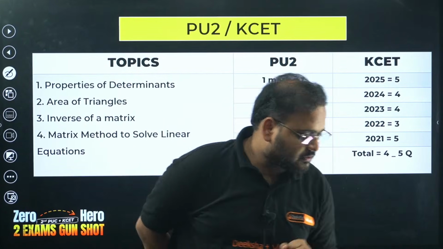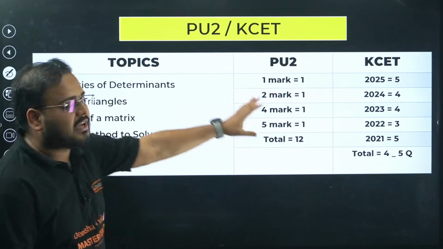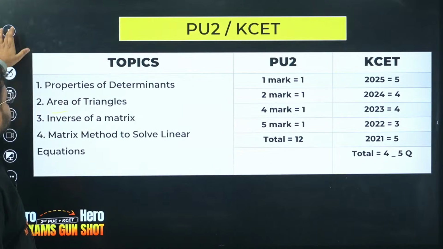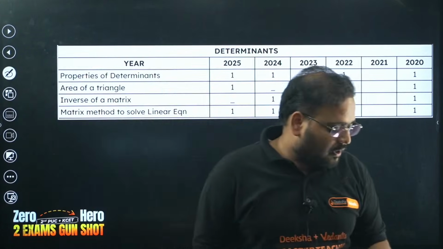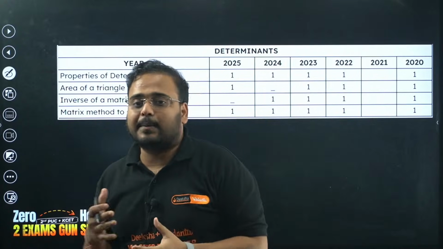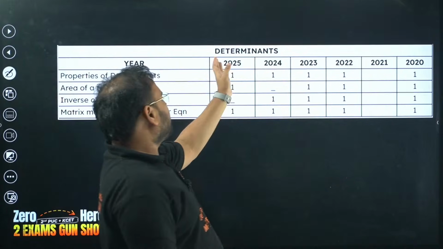Okay, chalo. So as I said, list of important topics and your PU2 weightage and CET. Moving on, this is the trend of questions based upon what type of question has been asked from this chapter. If you check on that, the last 5 years I've taken over here, 2025 to 2020.